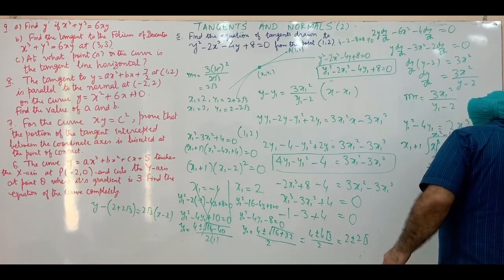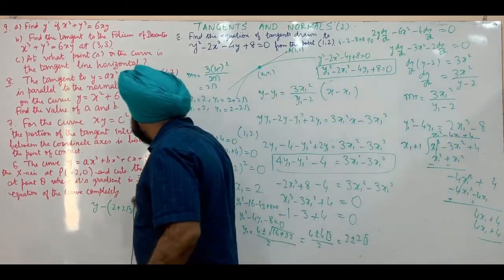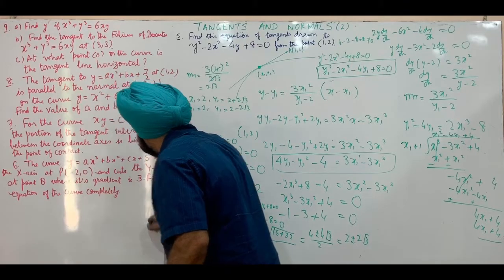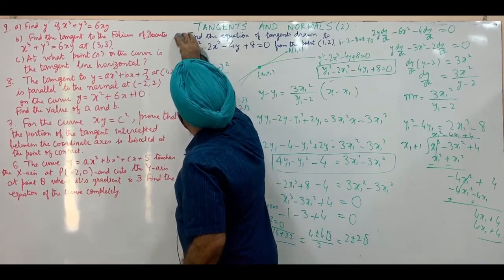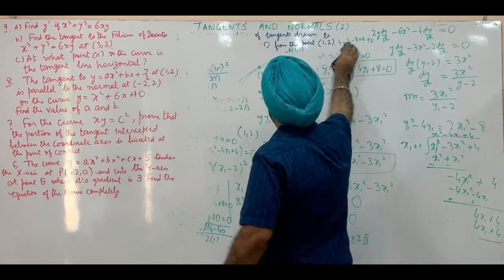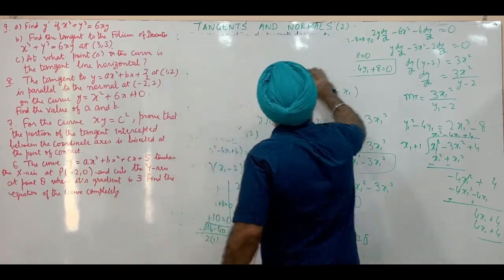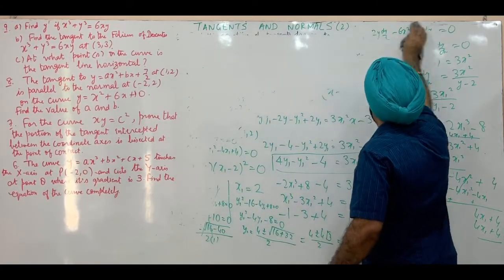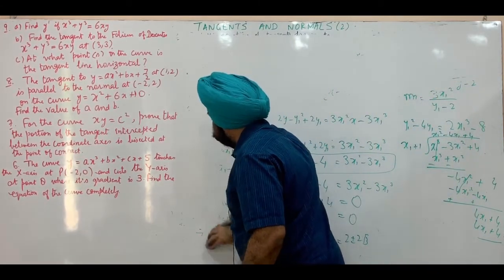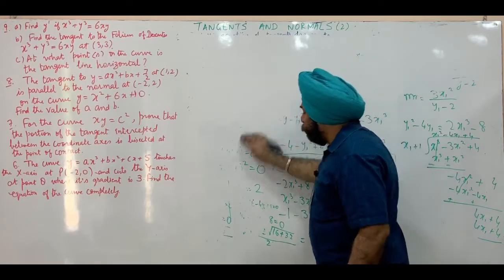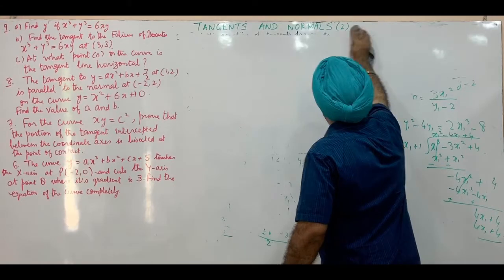The next one, we are given the equation of a curve as y is equal to ax cube plus bx square plus cx plus 5. This touches the x-axis at point P, which is (minus 2, 0), and cuts the y-axis at point Q, where its gradient is 3. Gradient is same as slope, the value of dy by dx. We have to find the equation of the curve completely.